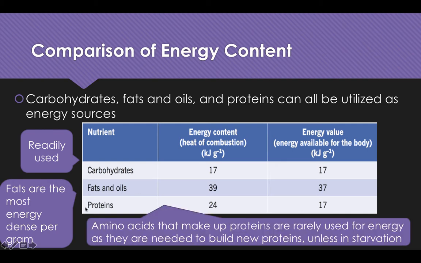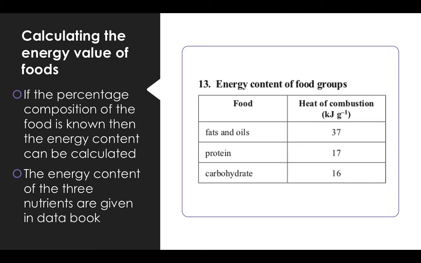And proteins: the amino acids that make up proteins are rarely used for energy as they are needed to build new proteins. However, when our body is in starvation, then we'll just use whatever is readily available. So we will break down proteins. You will see that people in starvation lose muscle mass.